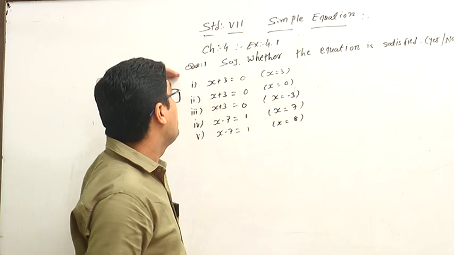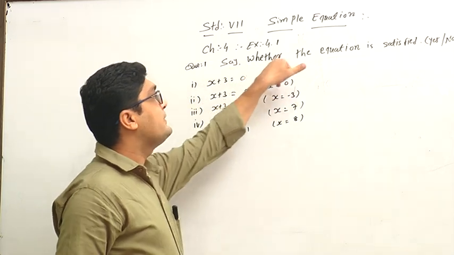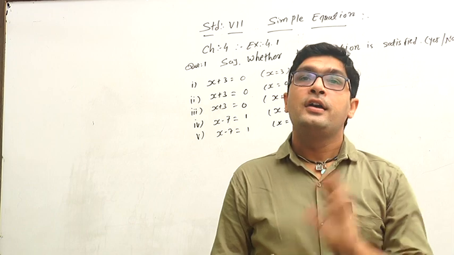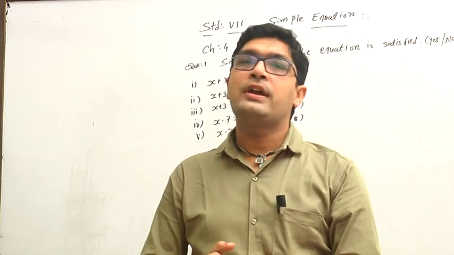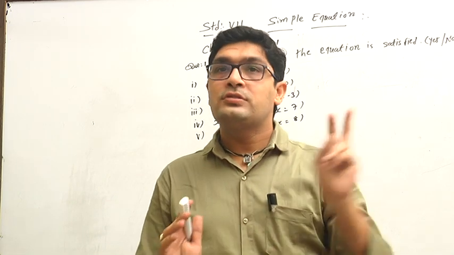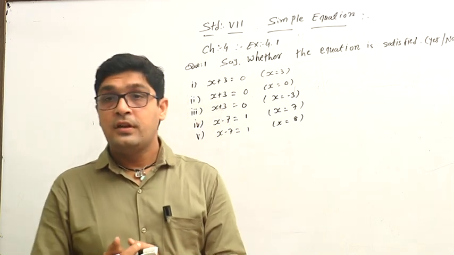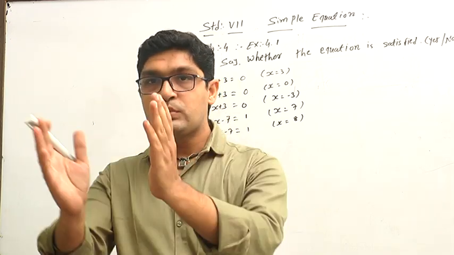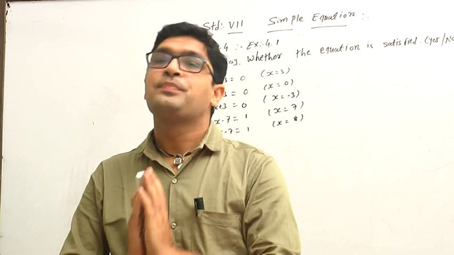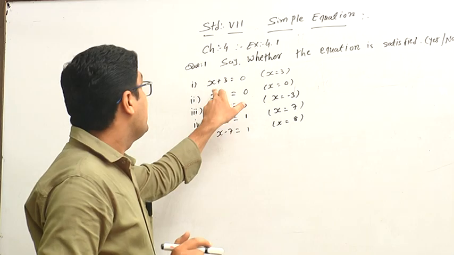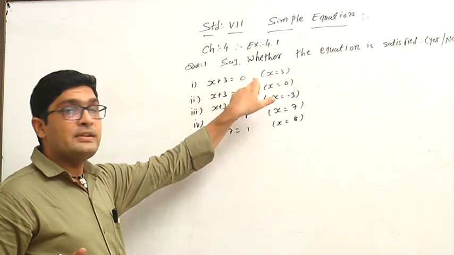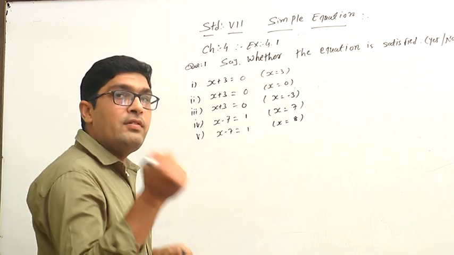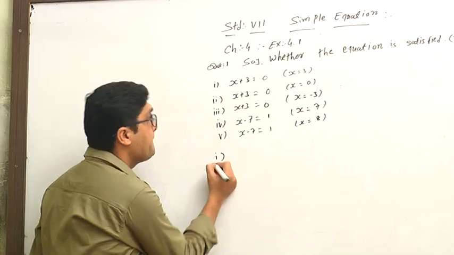Exercise 4.1. What does it say? Say whether the equation is satisfied, yes or no. So how can we say whether it is satisfied or not? In the last year we have seen that an equation has two sides, left hand side and right hand side. Here the equation has x plus 3 on the left hand side. Here we start with the first question.